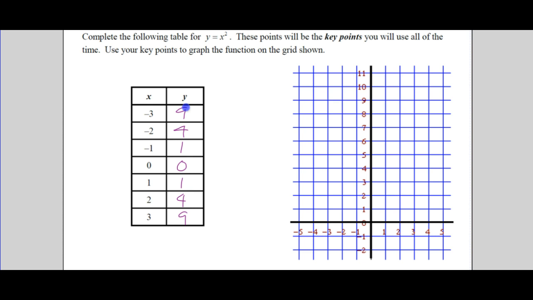Okay, now we want to graph that. So, let's use red. So I've got negative 3, 9. Negative 2, 4, negative 1, 1, 0, 0, 1, 1, 2, 4, 3, 9. And then symmetry comes in here, right? I mean, if it's negative 3, 9, then it's positive 3, 9. Our axis of symmetry is the vertical line, x equals 0, right? And then we draw this with a smooth curve.